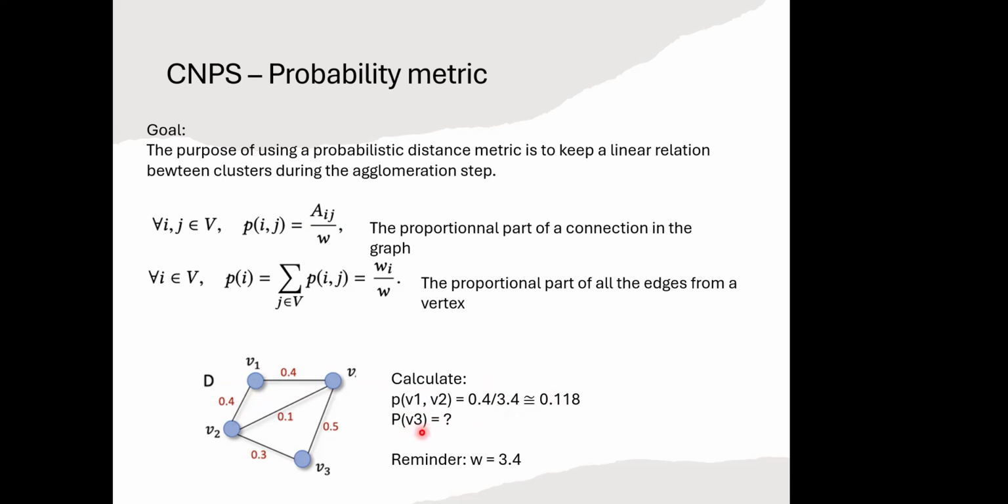V3 has 0.5 and 0.3 going outside of it. So you sum them up, it will be 0.8, and then you divide it by the whole weight, which is 3.4. If I'm guessing correctly, I don't know. I'm not guessing, it's a really nice answer. Thank you. So actually the probabilistic part of V3 is 0.23, and the edge of V1, V2 is 0.11.